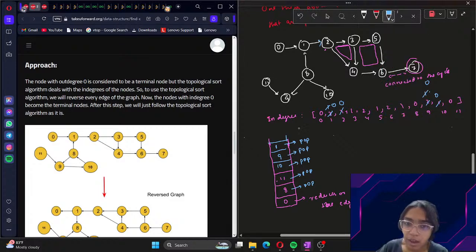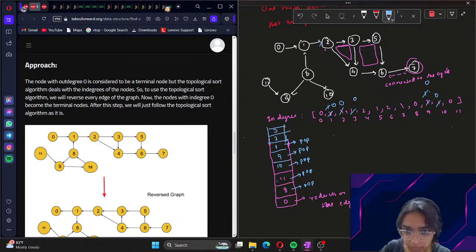Okay. After 1 is popped out, the in degree of 2 is 0. So we're gonna push 2, and 2 has an outgoing edge to 3, so it's gonna be 0. So we're gonna push 3, and after 3 is pushed inside, it has an outgoing edge to 5, so we're gonna cancel it out, and it's gonna have 0. Pop, pop. Okay.